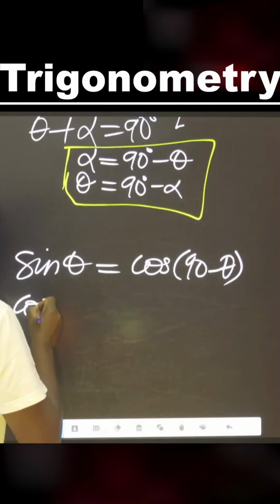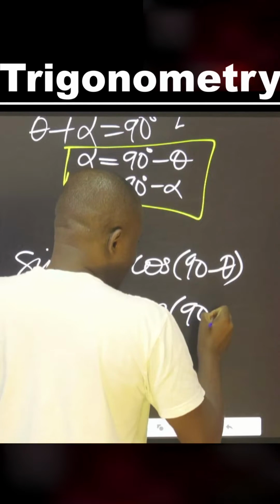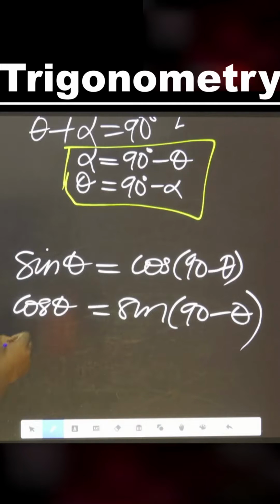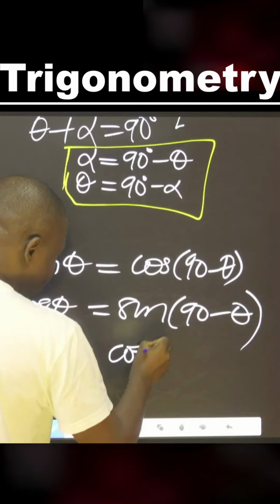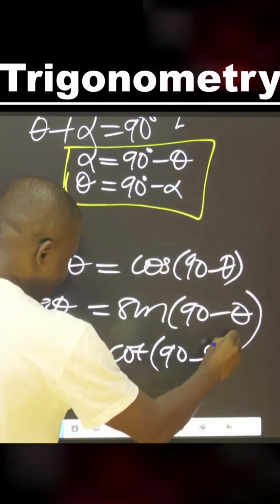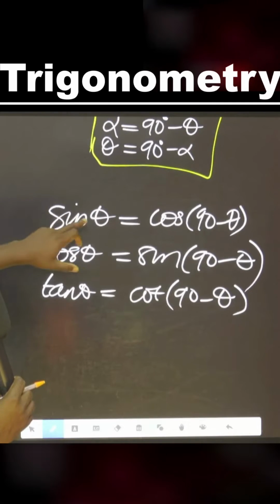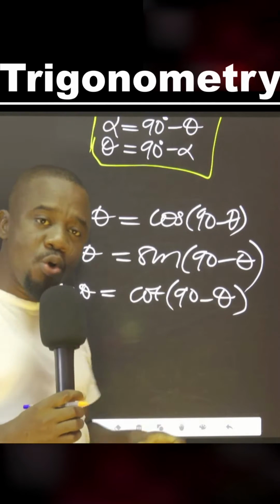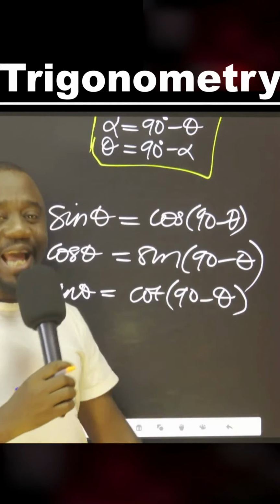Also, cos theta is equal to sine of 90 minus theta. While tan theta is cot of 90 minus theta. So you can see, okay? So as you can see now, whenever you are given sine theta, you can use cos for the same thing. That is cos of 90 minus the angle given.